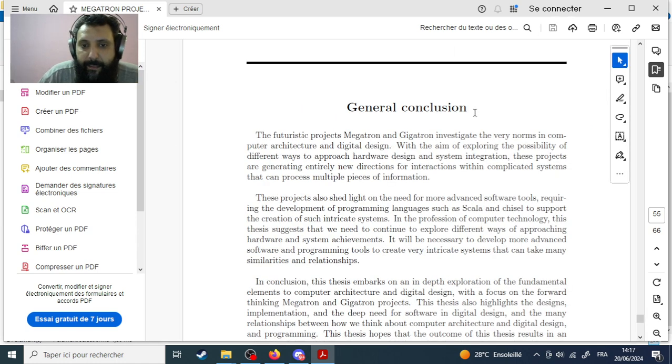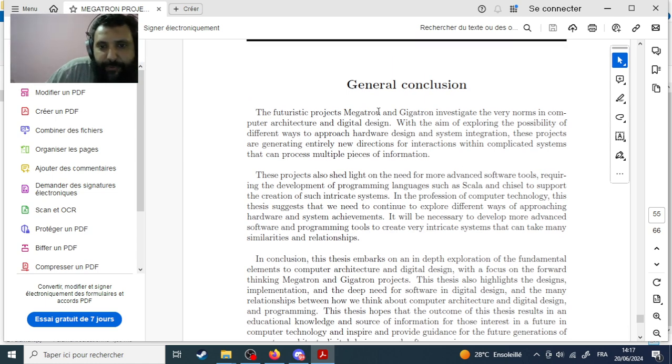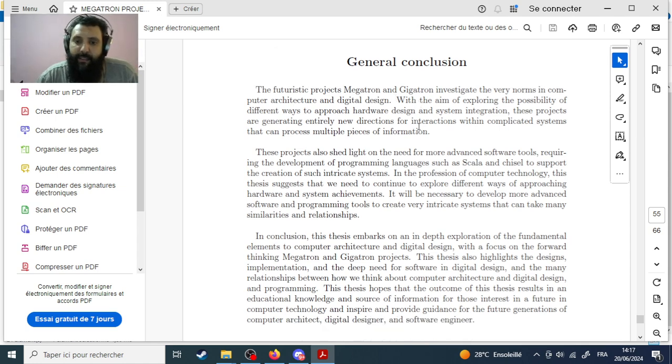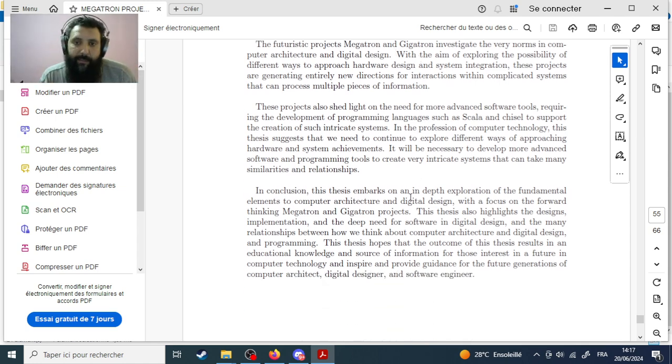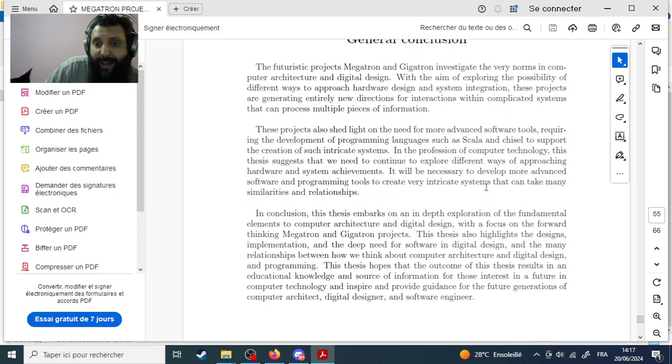What does that mean? When we read here, we have futuristic project. It's too broad. In this conclusion, you are not talking about the manuscript. You are not talking about the main point, what we did in your project. And this is very important. For instance, here, in conclusion, this thesis embark on an in-depth exploration. This is too broad. In the introduction and the conclusion, you have to enumerate, to remember, to talk about what effectively you did in your project.